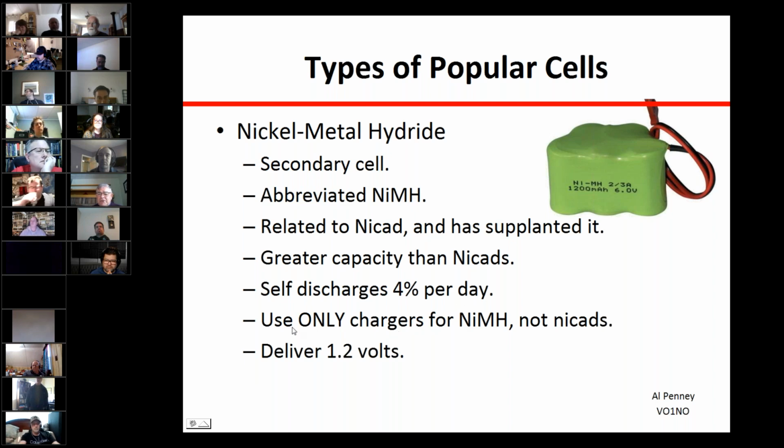Okay, interesting bit of history there about the wooden case that the glass cells were in.